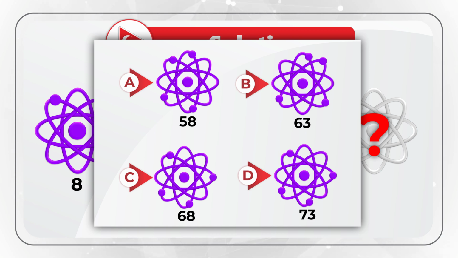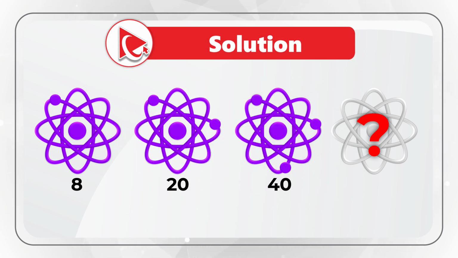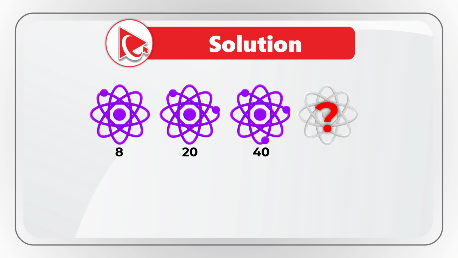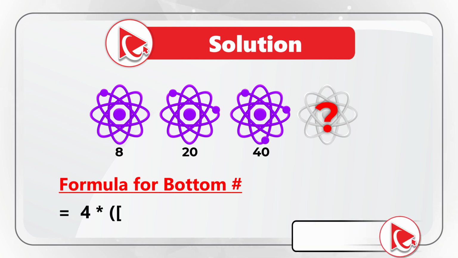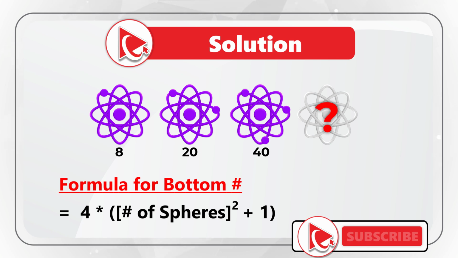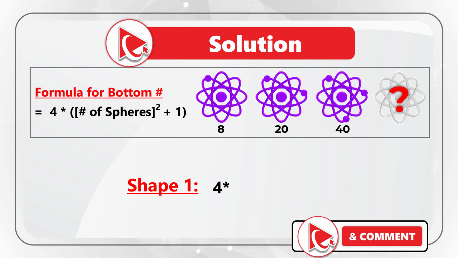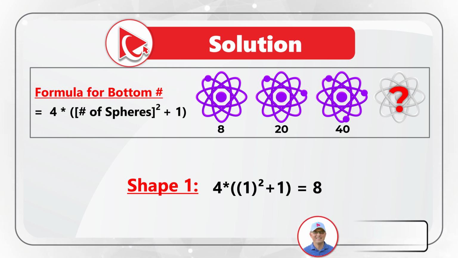So our next step to solve this challenge is to look at the bottom number. And to solve it, you need to find the formula to calculate the bottom number based on the incrementing number of spheres. For example, the formula to do the bottom number calculation is 4 multiplied by (number of spheres squared plus 1). So to calculate the bottom value for the first shape, we need to multiply 4 by (1 squared plus 1), which would be equal to 8.